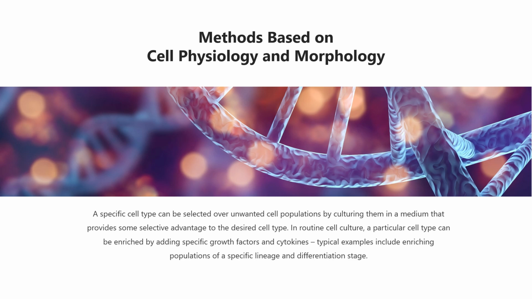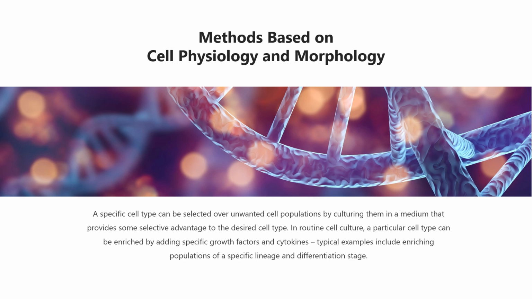Methods based on cell physiology and morphology. A specific cell type can be selected over unwanted cell populations by culturing them in a medium that provides some selective advantage to the desired cell type. In routine cell culture, a particular cell type can be enriched by adding specific growth factors and cytokines. Typical examples include enriching populations of a specific lineage and differentiation stage.